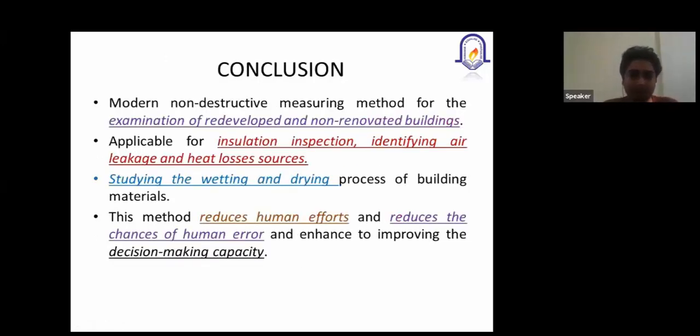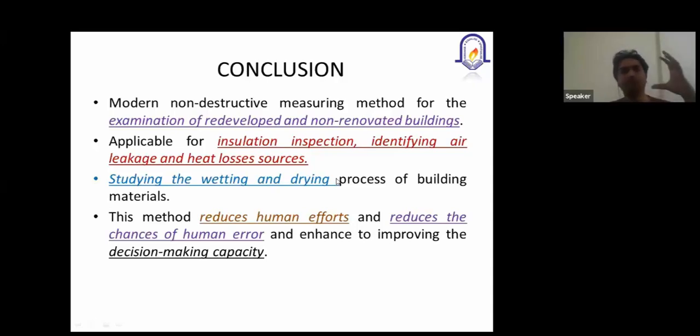Now let's get into the conclusion. Modern non-destructive measuring method for the examination of renovated and non-renovated buildings, as we can do the measurement for the renovated, also the non-renovated buildings. Applicable for the insulation inspection, identifying air leakages and heat loss sources, as we have seen the whole of it in detail. Studying the wetting and drying process of building materials. So this can also be used for this process.